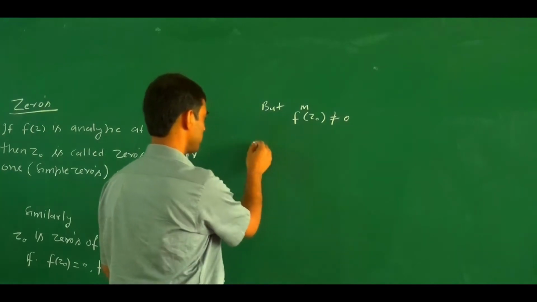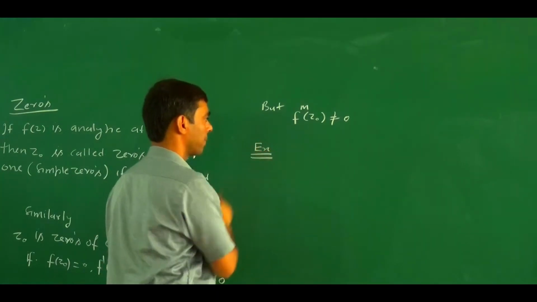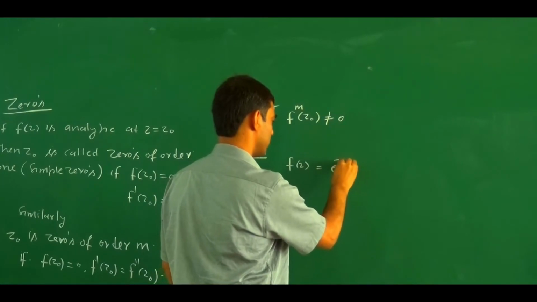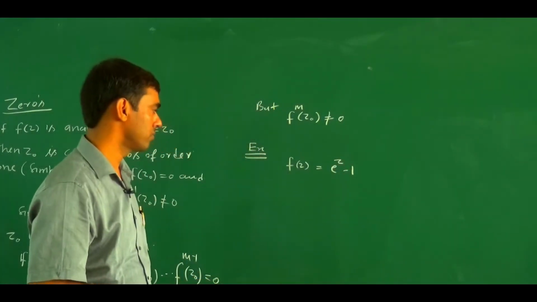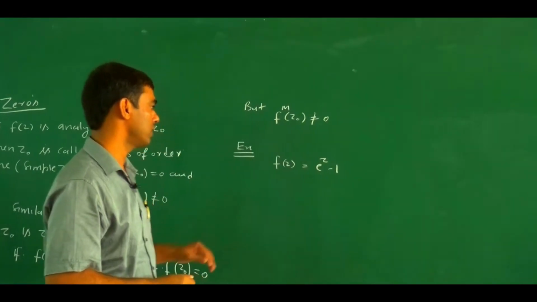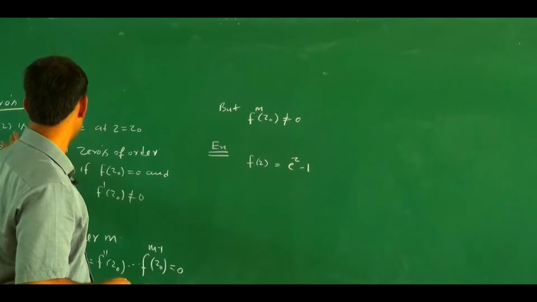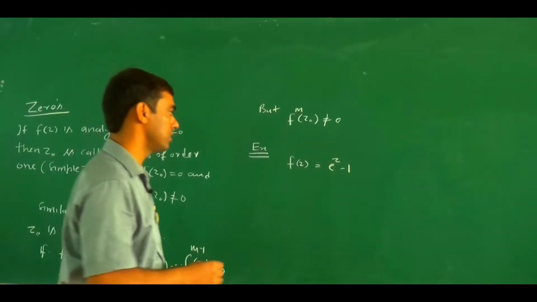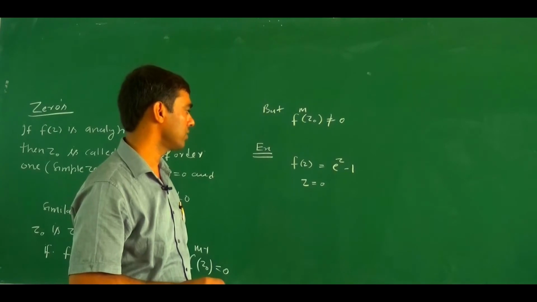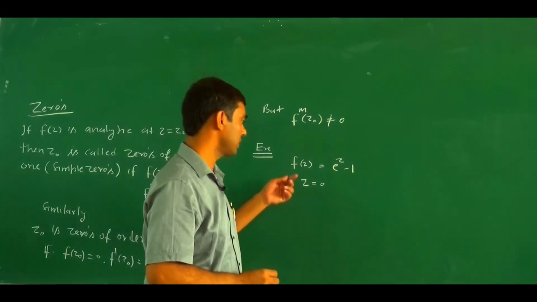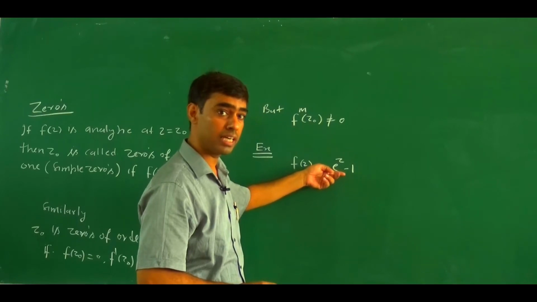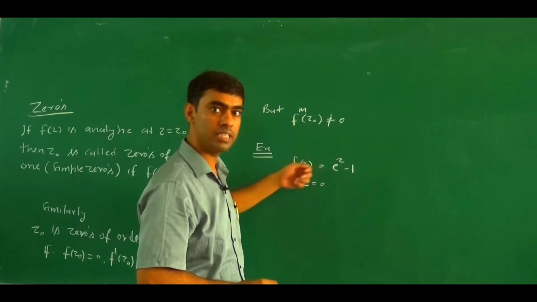For example, here we write f(z) equals e to power z minus 1. This function is analytic everywhere. So what is the definition? f(z) is analytic at z equals 0. Here we check at z equals 0 whether it is a zero of order 1, order 2 or order 3. The first condition is that f(z) is analytic at z equals 0. Since f(z) is analytic everywhere in the entire complex plane, at z equals 0, f(z) is analytic.